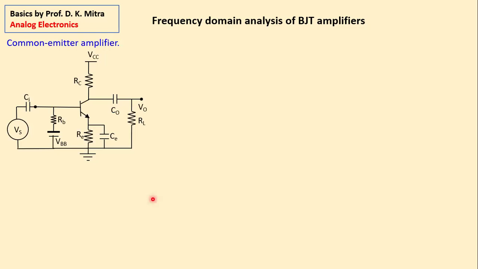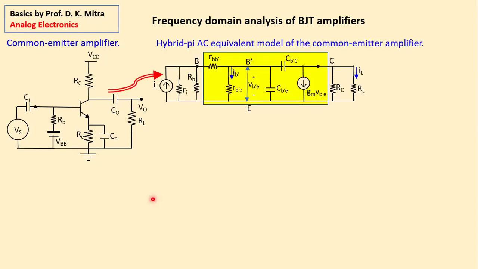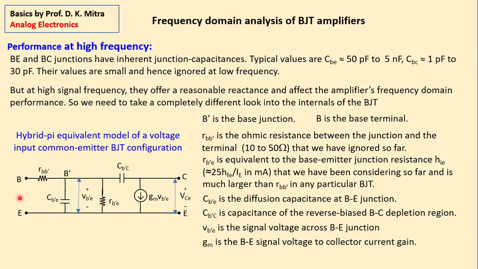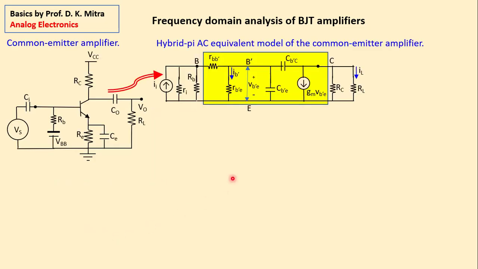Next, this is the common-emitter amplifier again. Now, this is the transistor: RBB', RB'E, VB'E, CB'E, GMVB'E, CB'C. I go back. I show you here. This is the transistor: RBB', CB'E, RB'E, GMVB'E. So this is the transistor, that means this BJT. And now we add the external components.